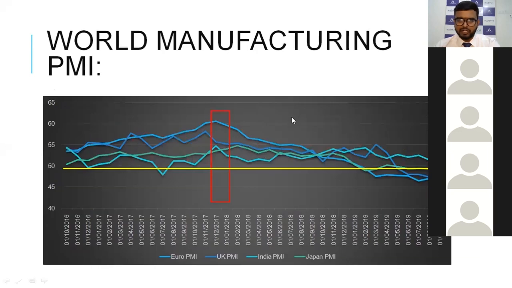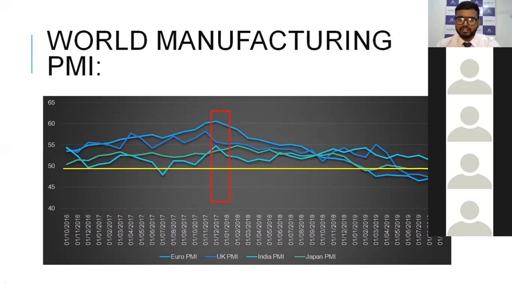And when we go to the other countries where we consider the manufacturing PMIs, you see Euro PMI, UK PMI, India, and Japan. These six countries I have chosen because they contribute 66% of the world's overall production activity. China contributes almost 20% of the world manufacturing activity, whereas the US contributes 18%.